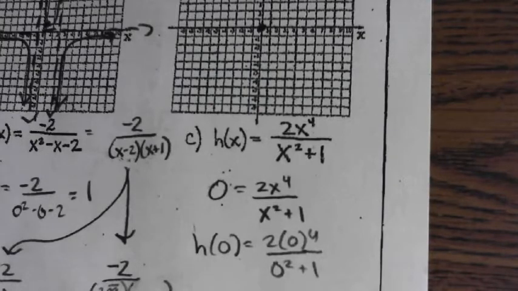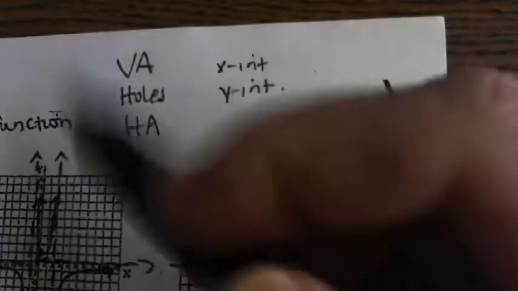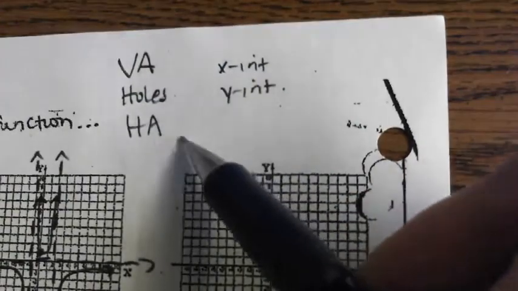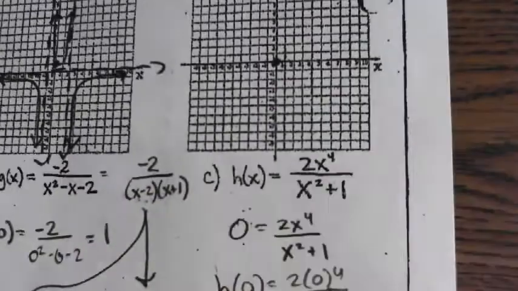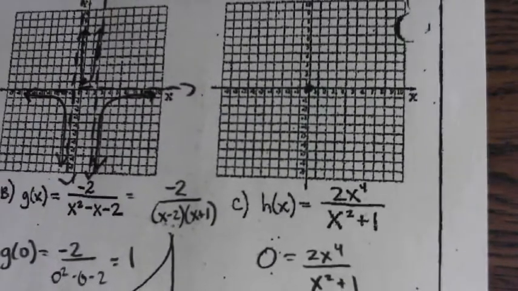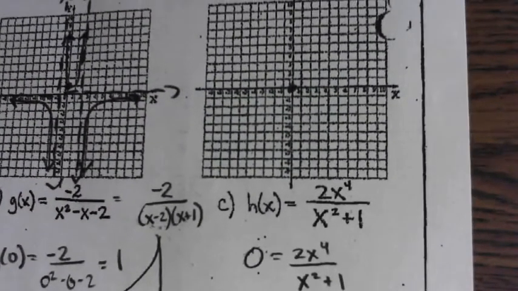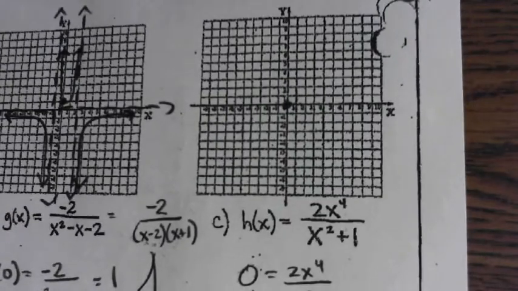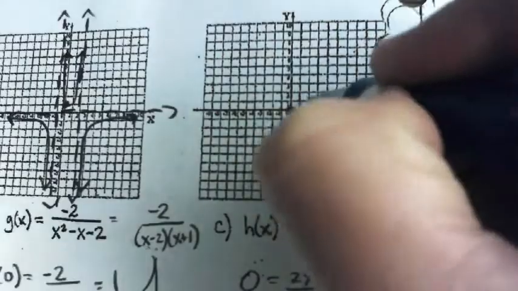So after looking for 5 features: vertical asymptotes, holes, horizontal asymptotes, x-intercepts, and y-intercepts, we have a whopping 1 point to work with, which is not good, right? In a case like this, you have no choice but to try testing values. What's h of 1? Trista? 1. If I plug in 1, I'm going to get back 1. So (1, 1) is a point.